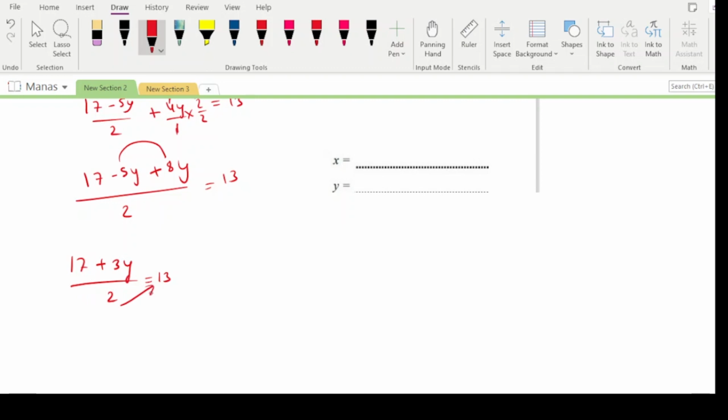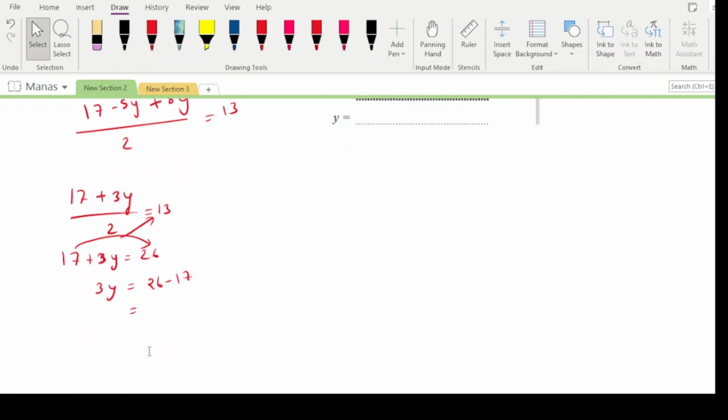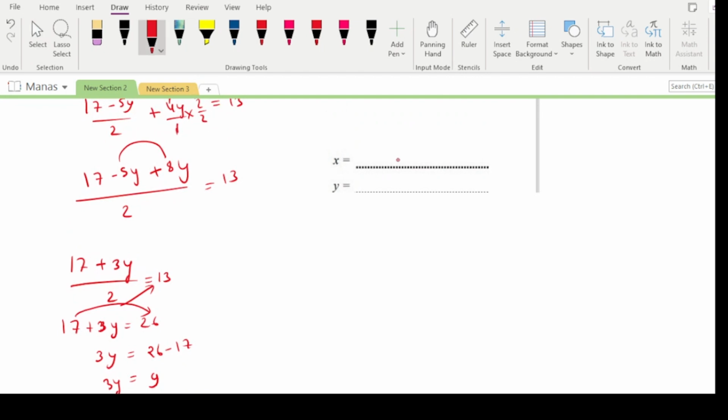Now I'll send this 2 to the other side, so 13 times 2: 17 plus 3y equals 26. Now shift 17 to the other side, so 26 minus 17. What is the value of 26 minus 17? 9. So 9 equals 3y, so y equals 9 upon 3, and the 3 and 3 cancel, so y equals 3. This is equation number 4. So I got the value of y, and you can put the value of y as 3 here.